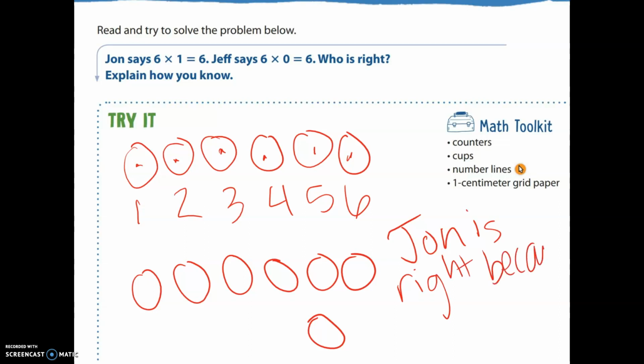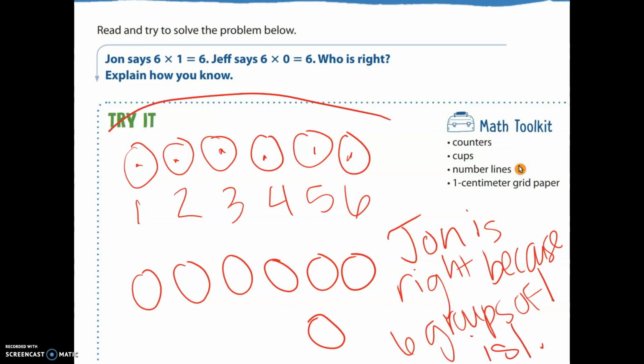because 6 groups of 1 is 6. This one here. 6 groups of 1 is 6. I hope that makes sense.